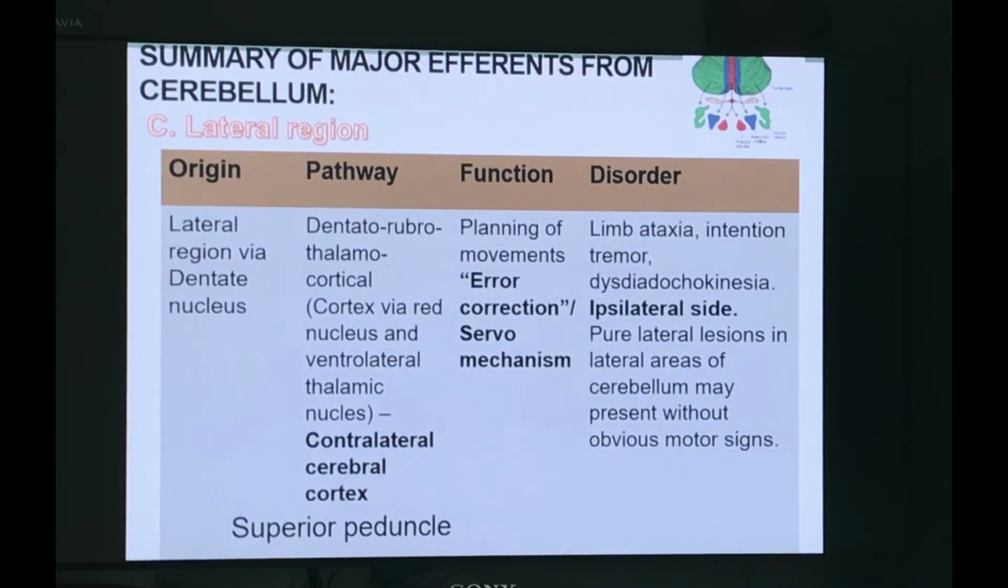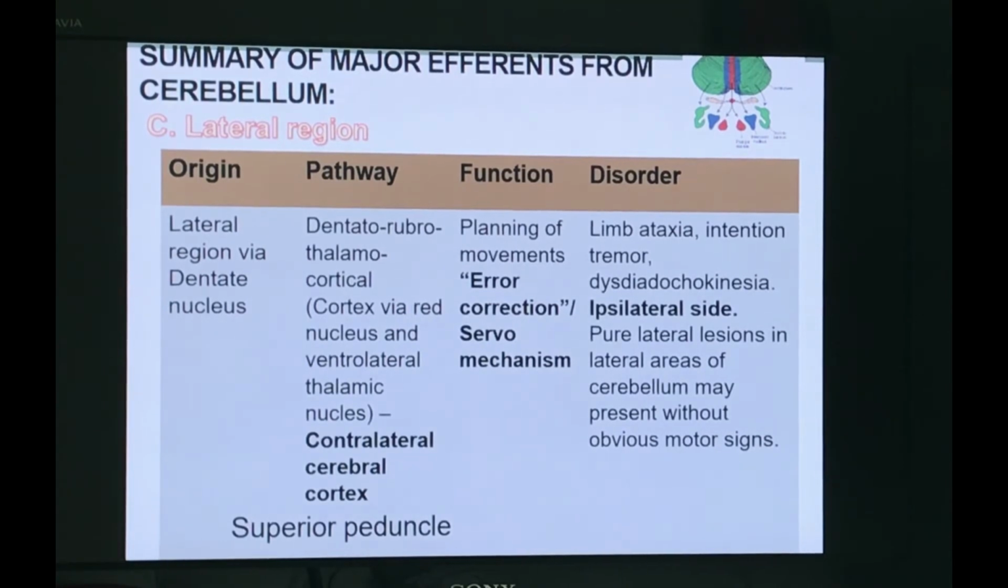From the lateral region, the connection is through the dentate nucleus. So dentato-rubro-thalamo-cortical: from the dentate nucleus, the fibers go to the red nucleus. From there it goes to the thalamus, and from the thalamus it goes to the cerebral cortex, via the red nucleus and ventrolateral thalamic nucleus.